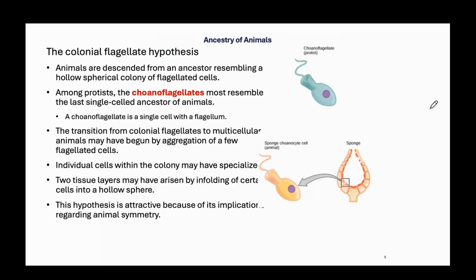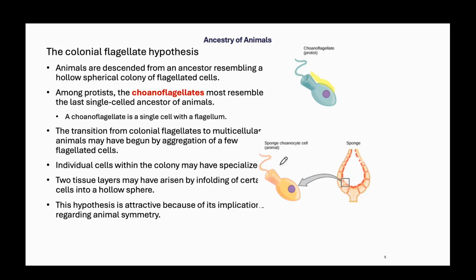The first thing that we need to write down in our notes is that you need to know this hypothesis, the colonial flagellate hypothesis. Basically that states that animals descended from an ancestor resembling a hollow spherical colony of flagellated cells like choanoflagellates. If we look at one right over here, it is basically a collared-looking cell, a collared cell, with the flagella.